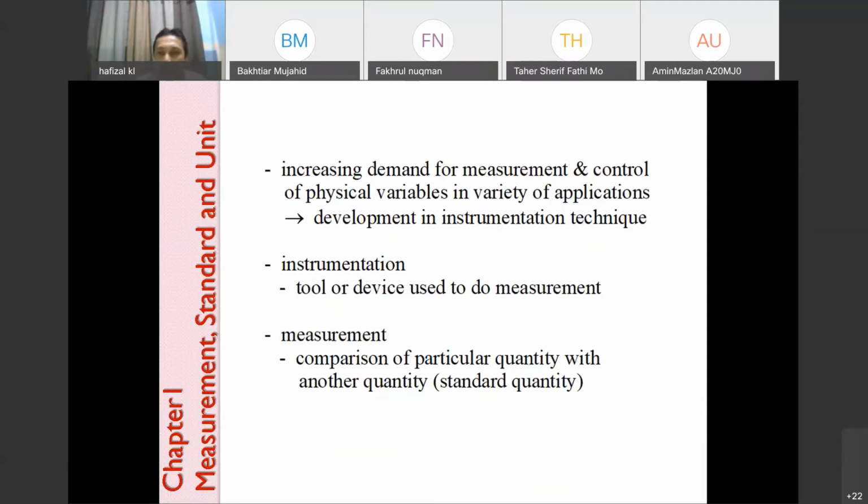An instrument can be a very simple one, which is a tool or device used to do a measurement. From the simple ones, we have a ruler, a vernier tool, a clock or something like that. Up to complicated instruments using electrical devices, we can get the information to compare a particular quantity.